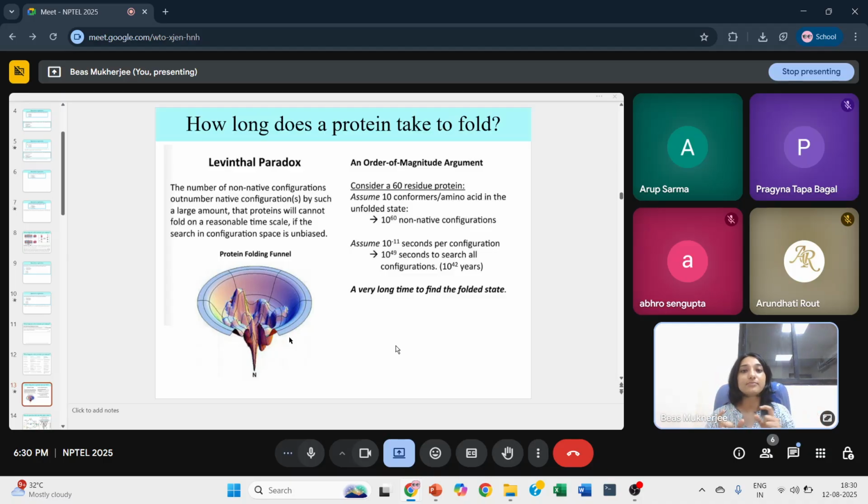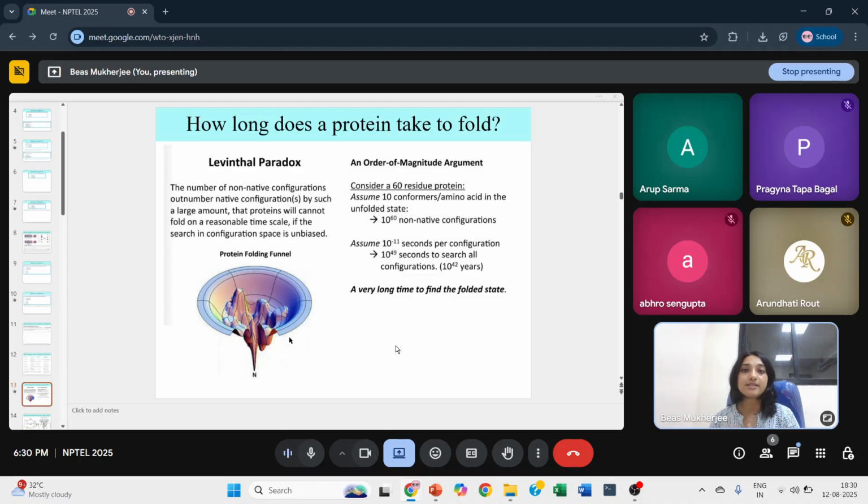Let's say that there are 10 different conformers for each amino acid in the unfolded state. Conformers means, let's say this is an amino acid, it is having all these different bonds and different side chains. It can be present this way, this way, this way, right? Different bonds can be turning in different directions, that is, different rotamers can be there for each bond. Because of that, different conformations, different 3D orientations of each amino acid are possible. These are the different conformers.